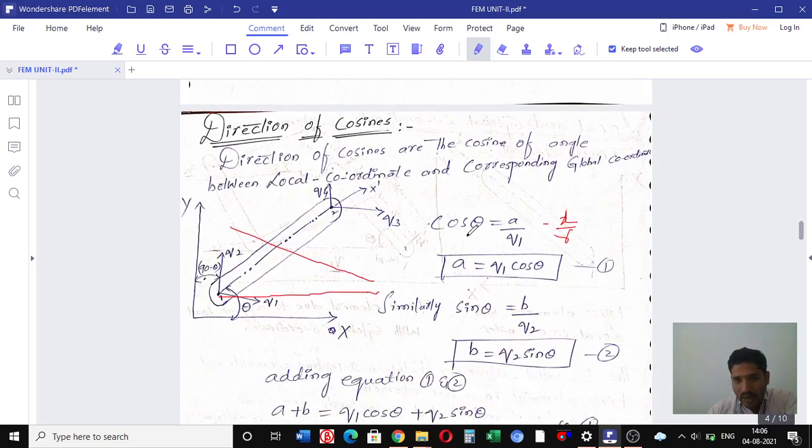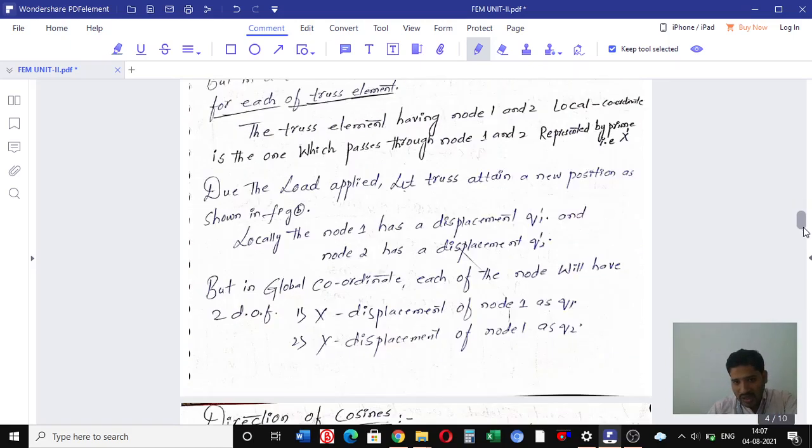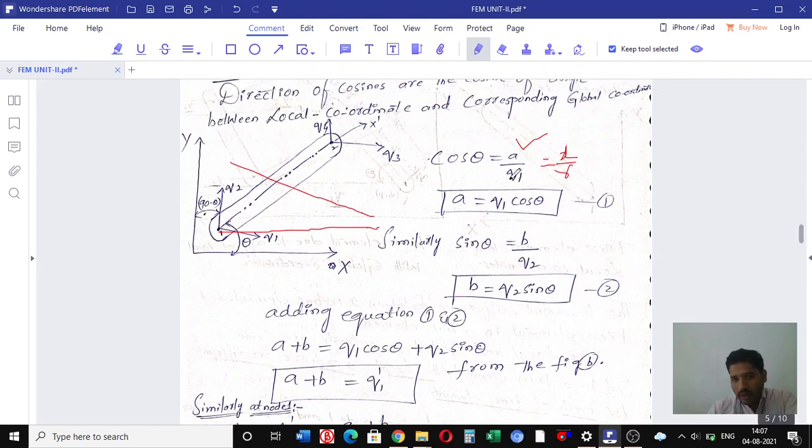So we can represent cos theta as base by hypotenuse. The base we got is a, and the hypotenuse is q1. This is our base, this is our hypotenuse, and this is our opposite. So cos theta is equal to a by q1. If you cross multiply, then a is equal to q1 cos theta. It becomes equation number 1.